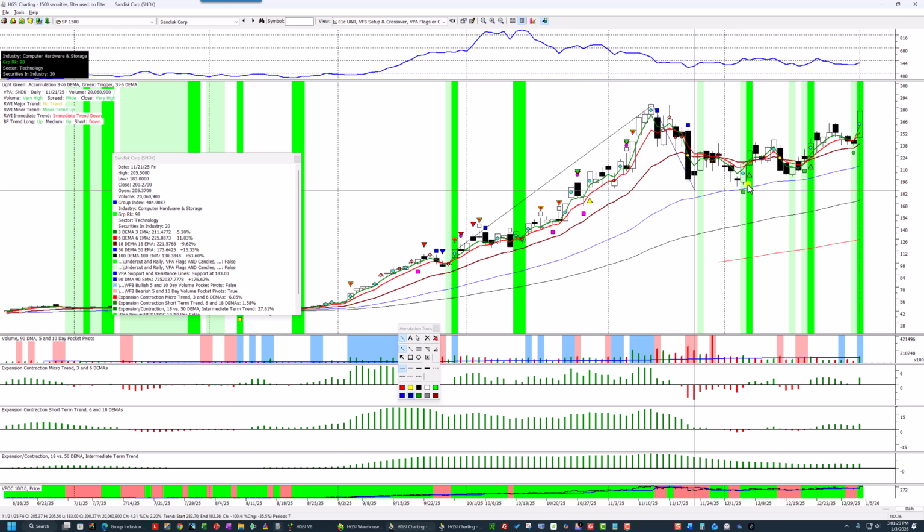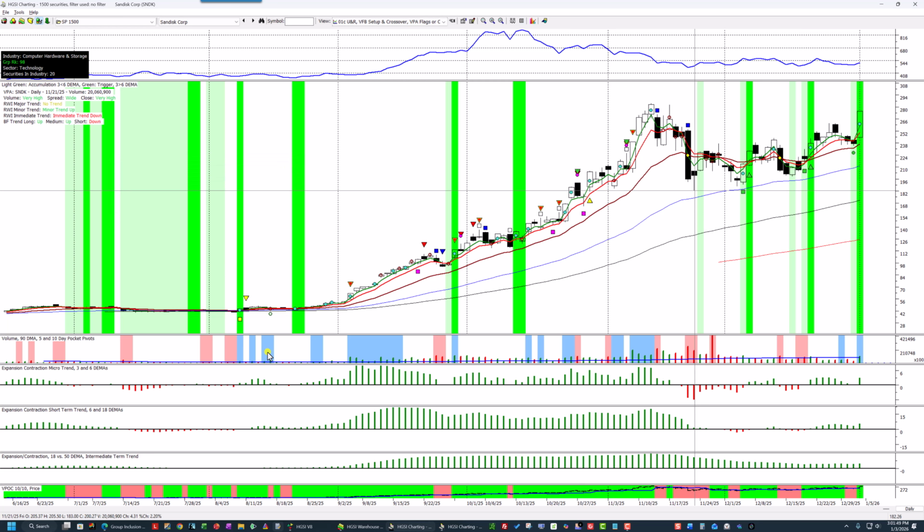So what do we have here? We have some simple indicators. We have volume pocket pivots, which means that the up volume is heavier than any down volume during the previous 5 or 10 days, and just the reverse on the red bars. And then the 3-6 crossover, and then the expansion contraction short term, the 6 above the 18, and then the 18 above the 50.